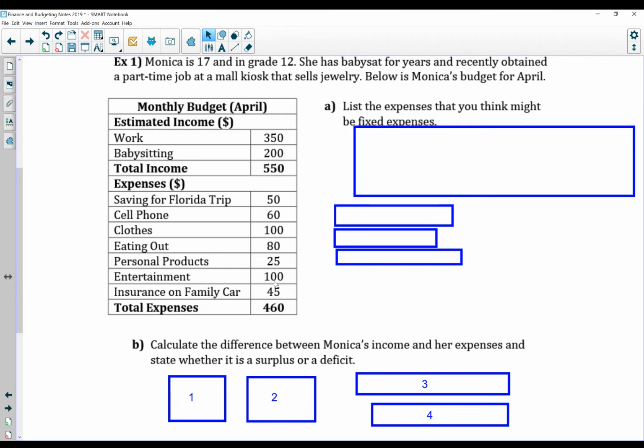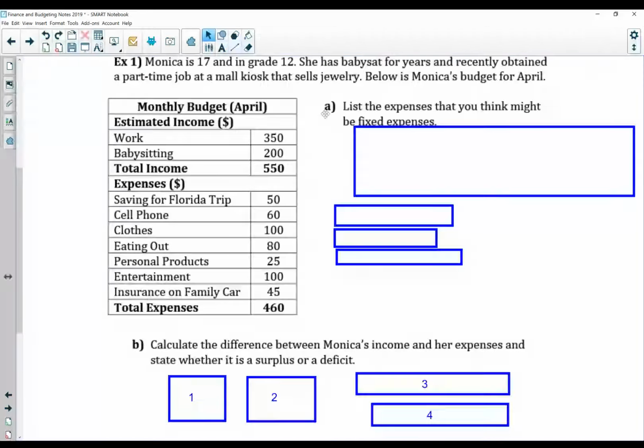For entertainment, maybe she's going to the movies and buying some food. Oh no, that's eating out. Maybe she is going to the arcade with her friends or something like that. It's going to be $100. And she has an insurance bill to pay on the family car. It's $45 for a total of $460 in expenses.